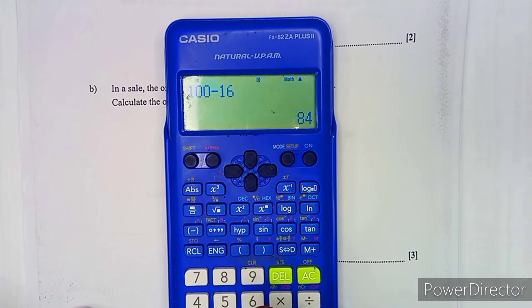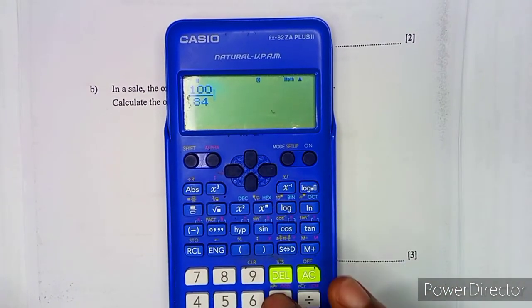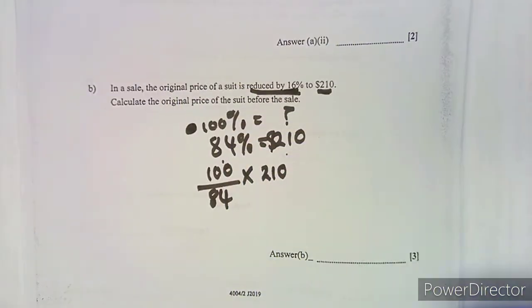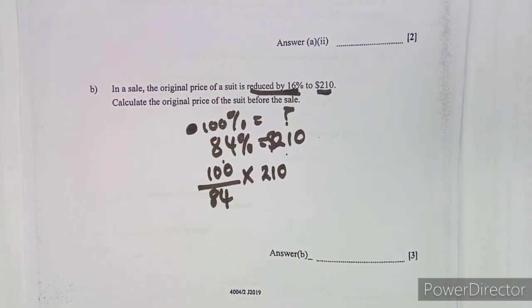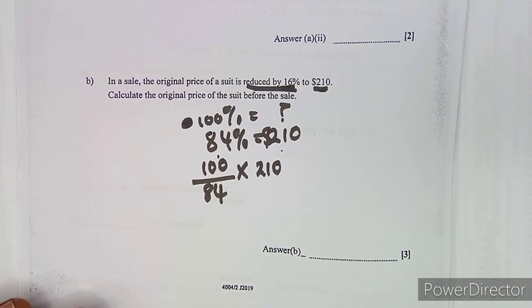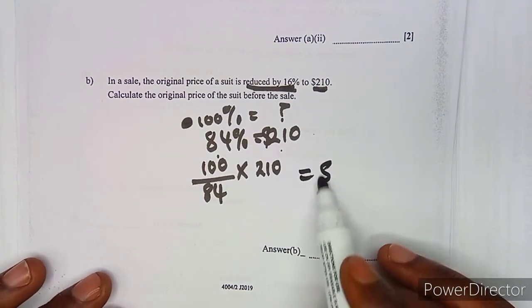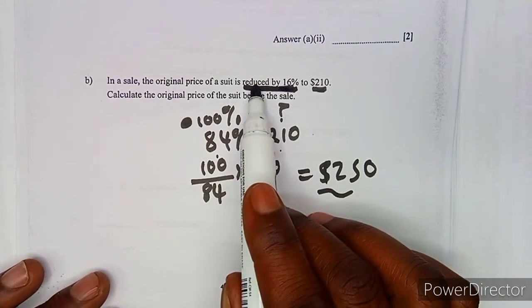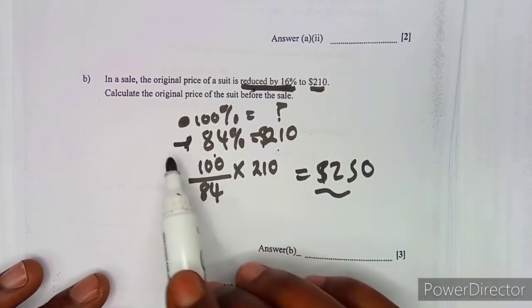Is that so? 100 over 84 multiplied by the price, which is 210. So we are going to obtain 250 in this case. So take note about this part, guys, that the amount is 250. Yes, 250, not 210. $250. Take note, it is reduced by 16%. So you just subtract, which is 84.